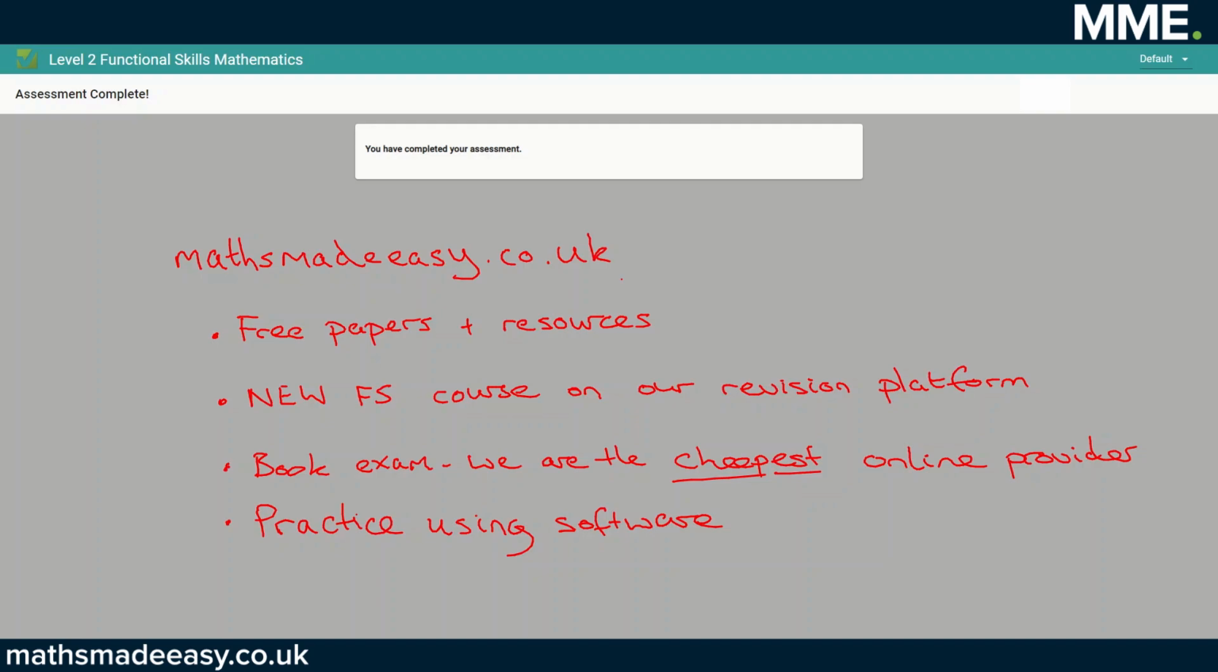Okay, so that's the exam completed now. I'd say if you're going to be sitting this exam yourself, I would definitely practice using the online software. This mock paper is freely accessible on mathsmadeeasy.co.uk. Just getting used to using the software, how to navigate between questions, using the online calculator, plotting points on the grid, will all make the actual day of the exam much less stressful for yourself and enables you to get the best mark possible.